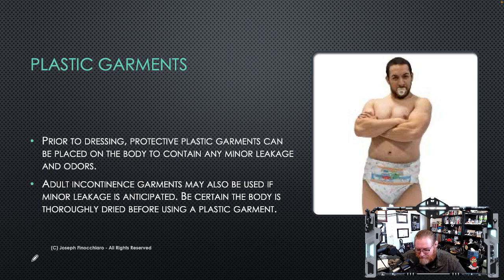Again, most of the time, a little bit of massage cream or petroleum jelly or whatever your firm uses to prevent dehydration on the face can be used in lieu of or in addition to the plastic sheeting. Prior to dressing, protective plastic garments can be placed on the body to contain any minor leakage and odors. Adult incontinence garments may also be used if minor leakage is anticipated. Be certain the body is thoroughly dried before using a plastic garment.